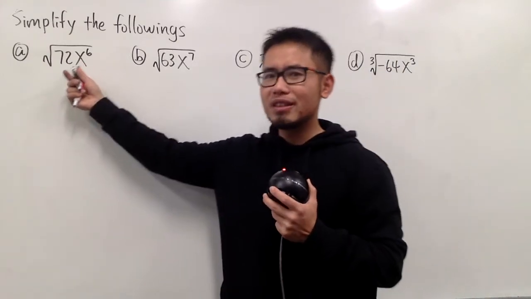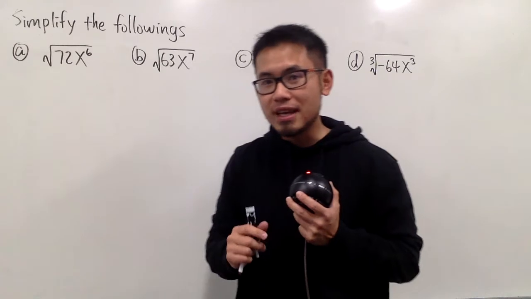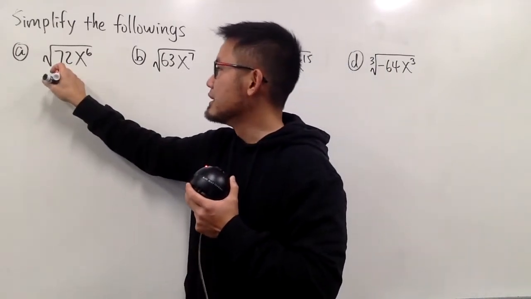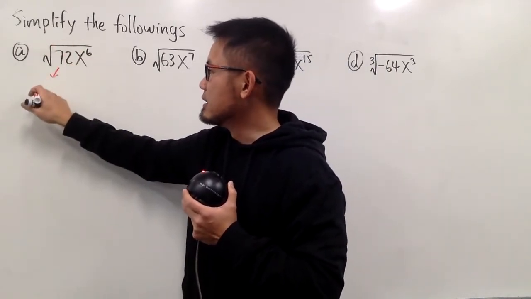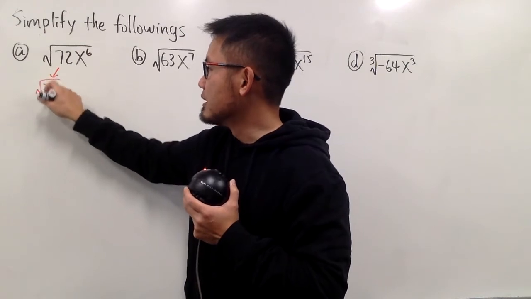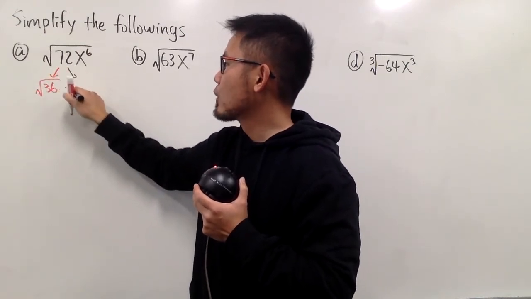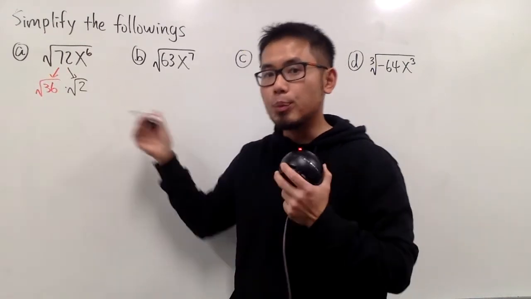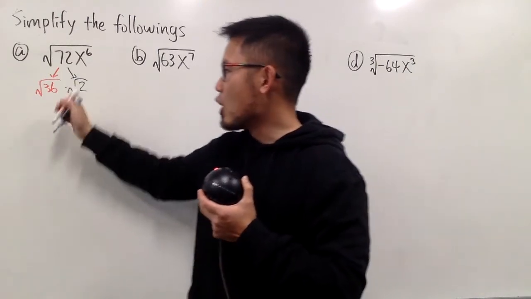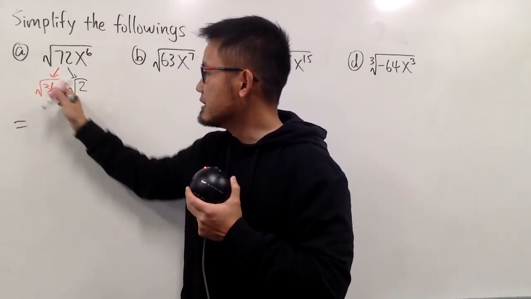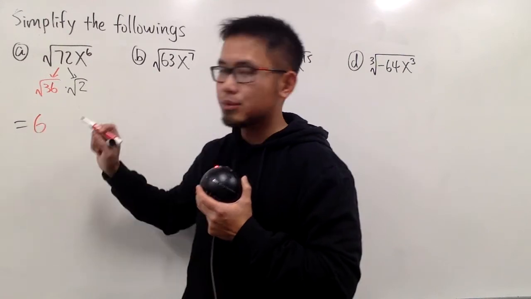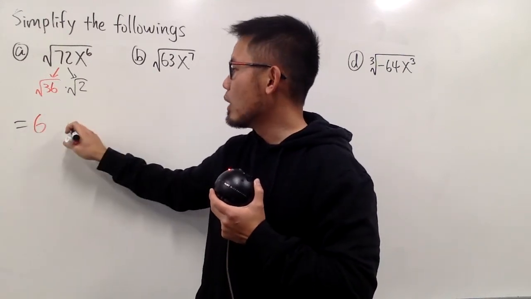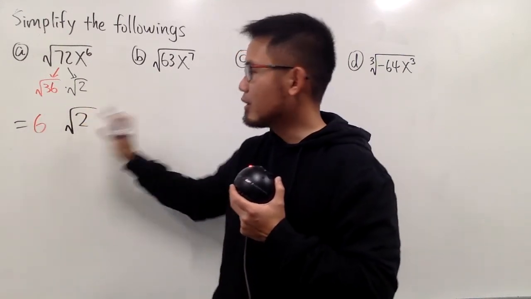Yes, we can use 9 times 8, but a better choice in this case is 36 times 2. So this is going to be the square root of 36 times the square root of 2. This is how we break it down. Now we know the square root of 36 is just a nice number, 6, right? And we have the square root of 2 right here.